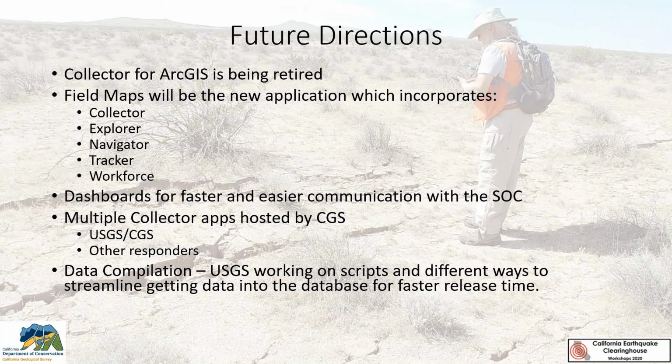And then among CGS and USGS, we've also been talking about having multiple collector apps or Field Maps apps, as the case may be, where we have the CGS USGS collector app, but then we duplicate that as another group to allow other organizations responding through the Clearinghouse to be able to use the schema, to be able to use Collector, and the two apps would communicate. So the USGS and CGS app would see what other responders are collecting. They won't be able to edit those data, but they can see it, as the other responder app would be able to see USGS and CGS data being acquired.